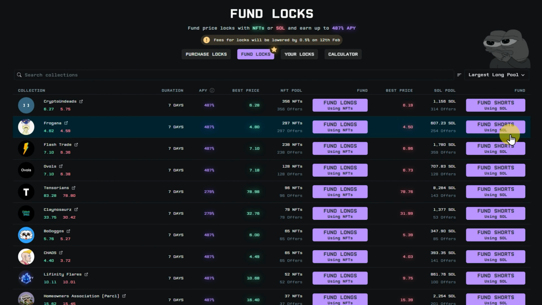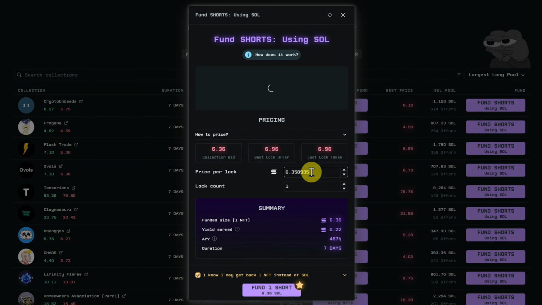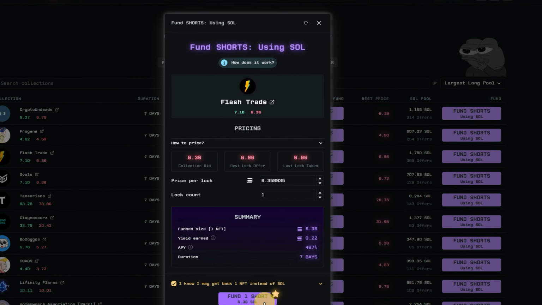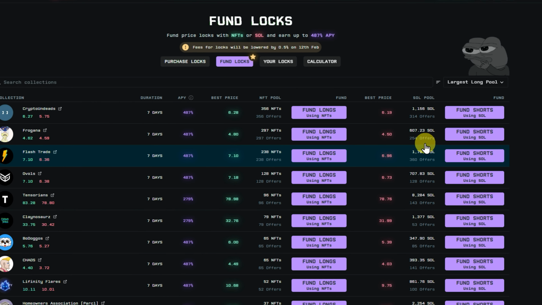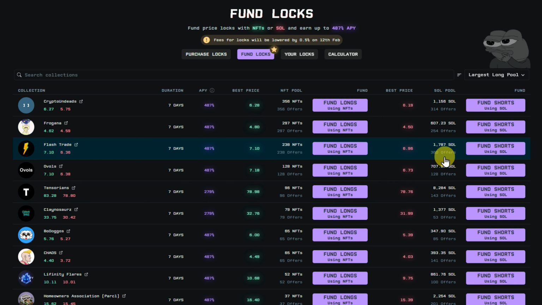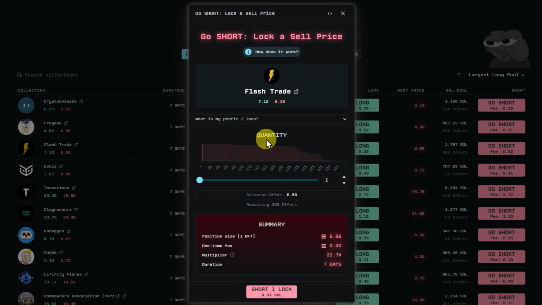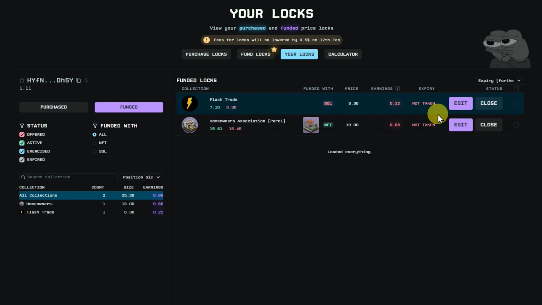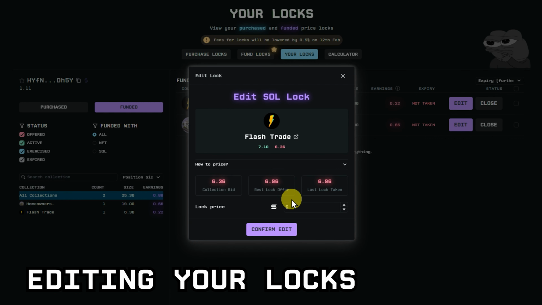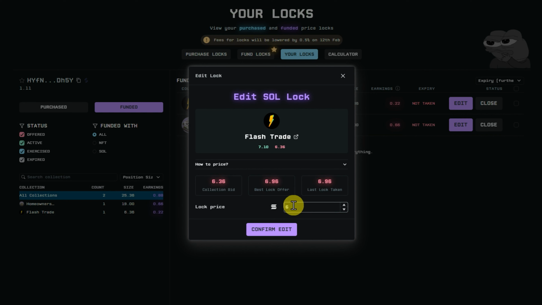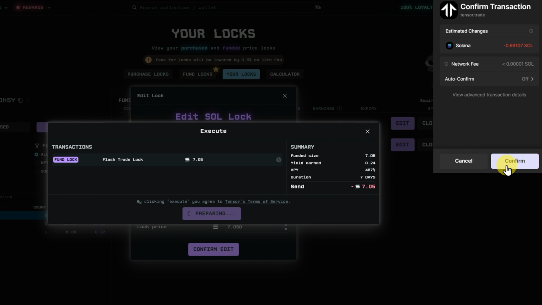So let's go and fund the short again, and we'll just go with this amount. That's fine by me. Fund 1 short and confirm in Phantom. Now we can see there's another offer here. 360, it's just gone up by 1. So if we went and purchased a lock on Flash Trade, go short, we can see there's a huge amount of locks to go through. So if we need to, we can edit them and we can change this lock price. Remember, if I moved it up to 7, it'll be very, very likely to be filled. I'm going to move it to 7.05 and see if it gets filled. I need to pay a little bit of extra SOL and confirm.